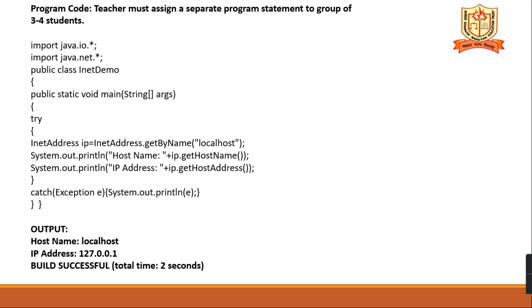So in this program we will see InetAddress getHostName and getHostAddress. For the local host, whatever PC you are operating, that PC's host name and host address you will see. Say for local host, the IP address is 127.0.0.1. So the host name is localhost.